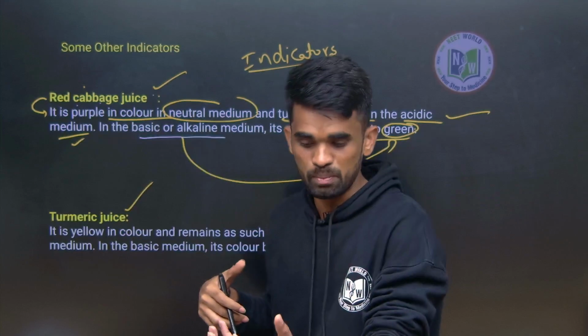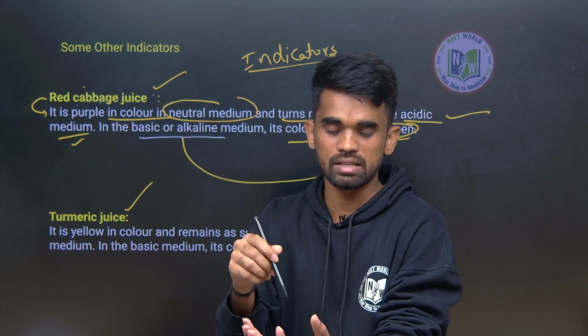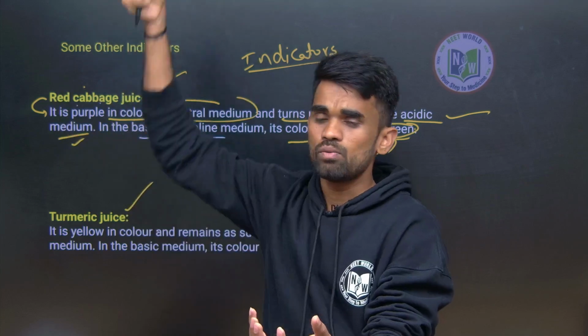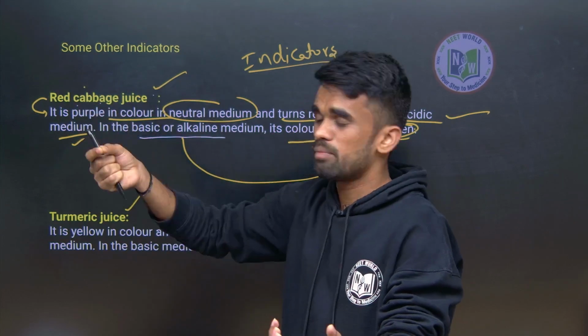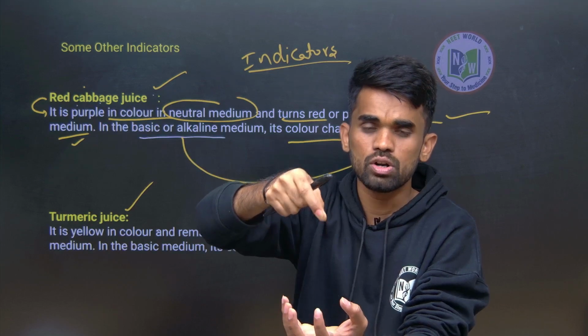For example, I have a beaker in which a basic, alkaline solution is there. This solution is basic. Now what I am doing is taking a little bit of this red cabbage juice and adding it to this solution. Now what happens?